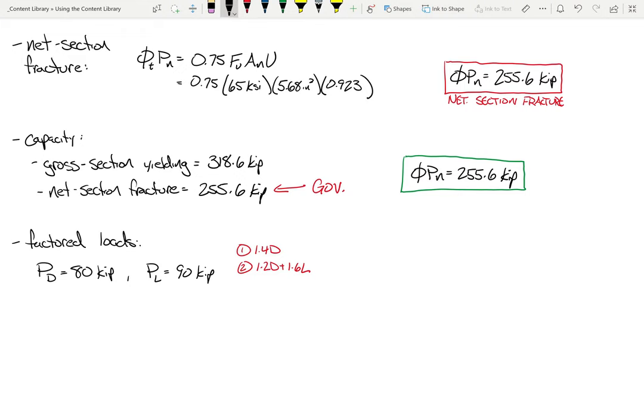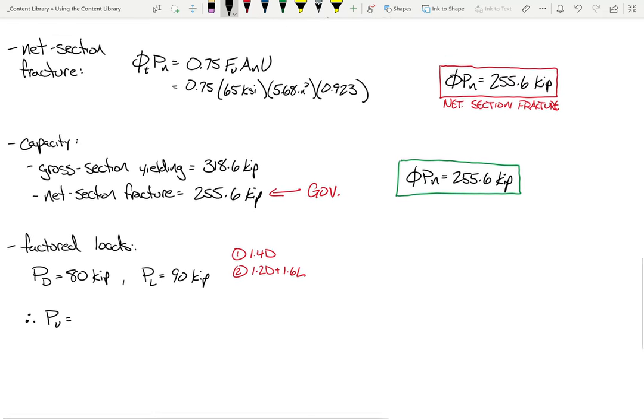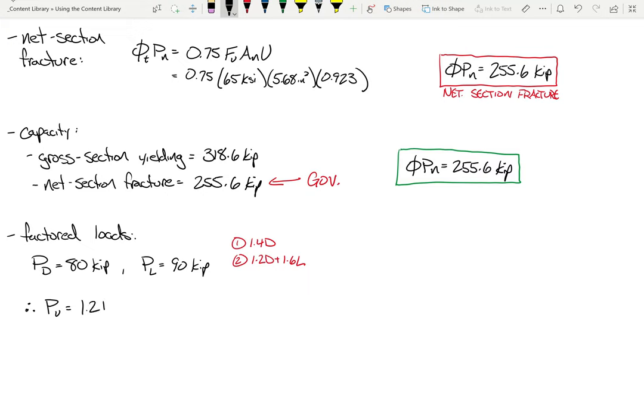So what I'm going to do is I'm going to say, therefore, PU, so I'm using that notation U to say it's an ultimate factored load. That's the common notation that we use, is we say that that is 1.2 dead plus 1.6 live, okay, which equals 1.2 times 80 kips plus 1.6 times 90 kips. And that's going to yield a PU of 240.